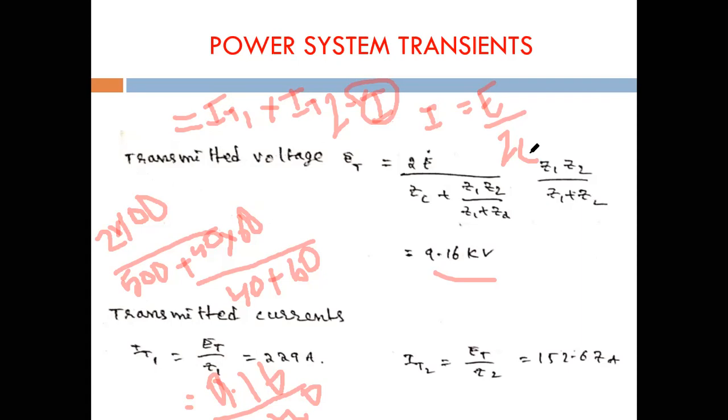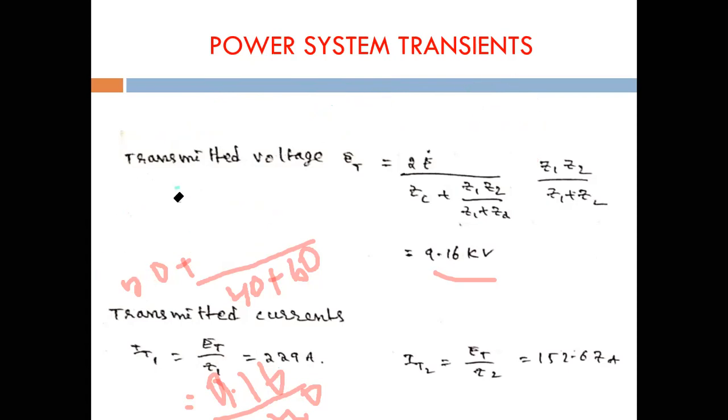Next we calculate I. I is equal to E by ZC. Then I is equal to 100 by 500, that is equal to 200 amperes. Okay, this is the current. Substitute that current in the reflected current equation, then we obtain the overall solution for that problem.